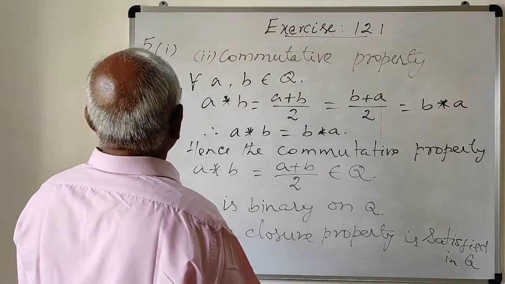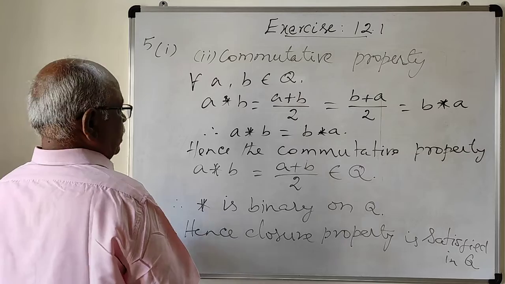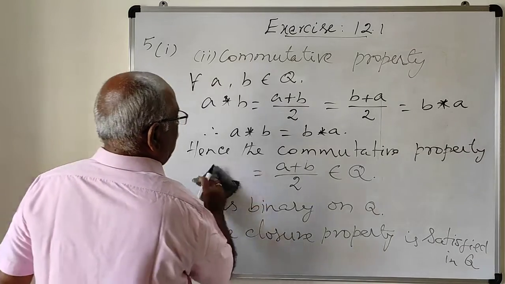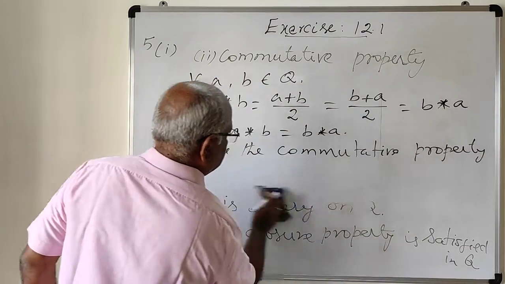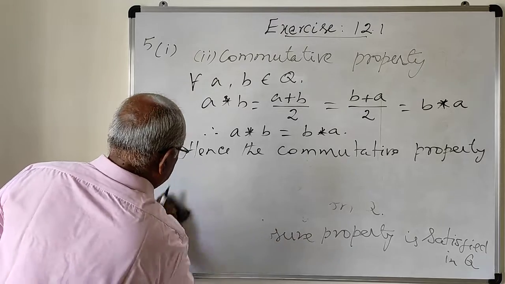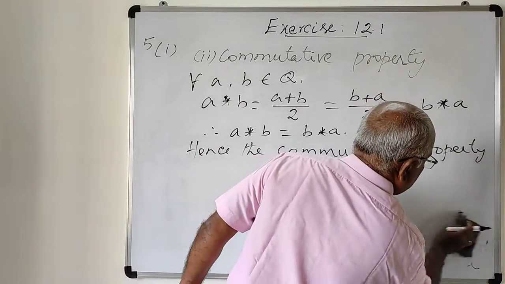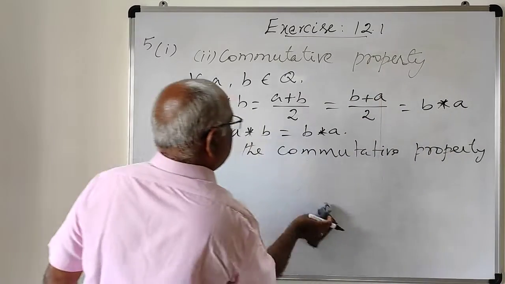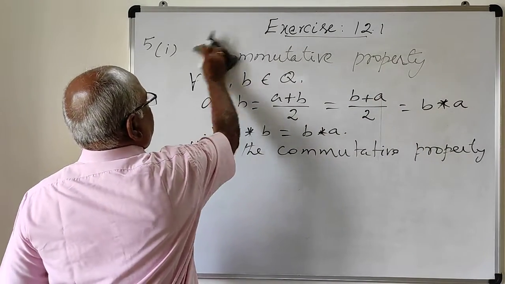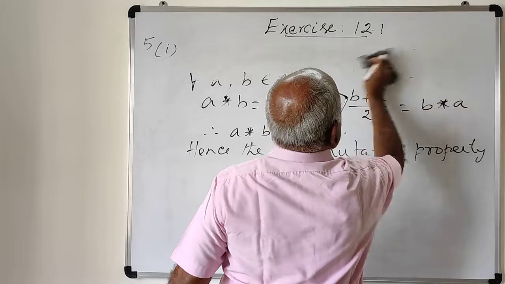Now, the third property, the associative property. Closure property is satisfied, commutative property is also satisfied. The third one is the associative property.